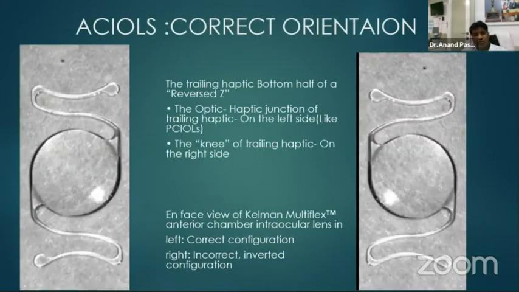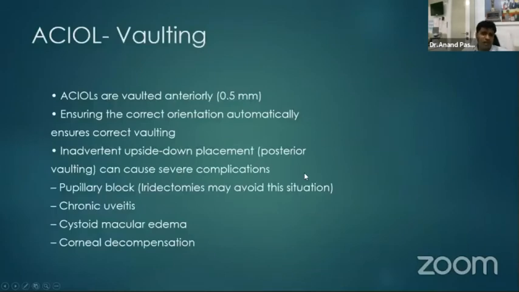The most important is the correct orientation of implantation of the IOL. The picture on the left-hand side is the correct orientation, such that the trailing haptic bottom half has a reverse Z while implanting, and the knee of the trailing haptic is on the right-hand side. So there has to be a reversed Z while implanting the IOL. Here we see the flipped IOL, or the incorrect orientation, on the right-hand side. The ACIOL has a vaulting as well.